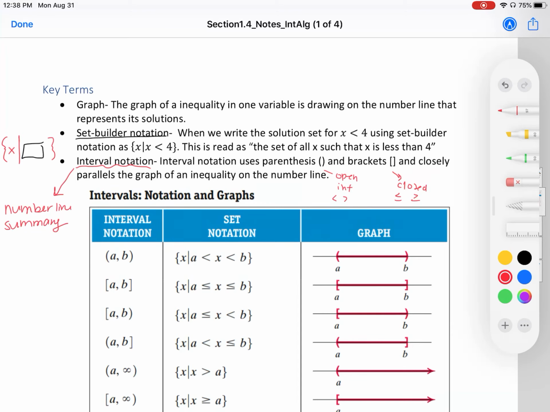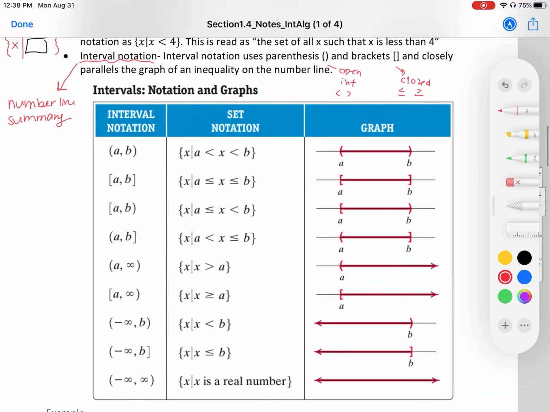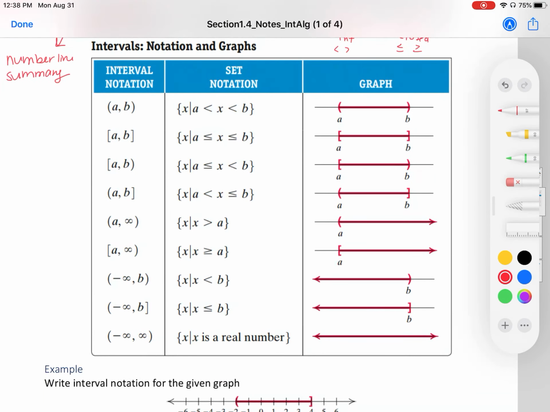All right, so here we have a visual representation of what each one is. If we have interval notation, if we have something like this, we see that translates into this. It's telling us we're starting at A and ending at B, and we use parentheses, because there's no equal to in our statement.